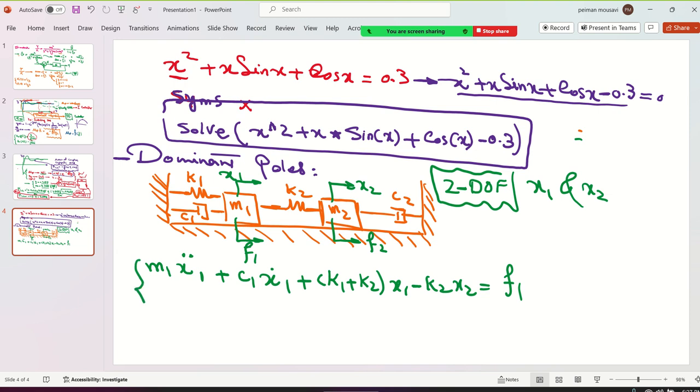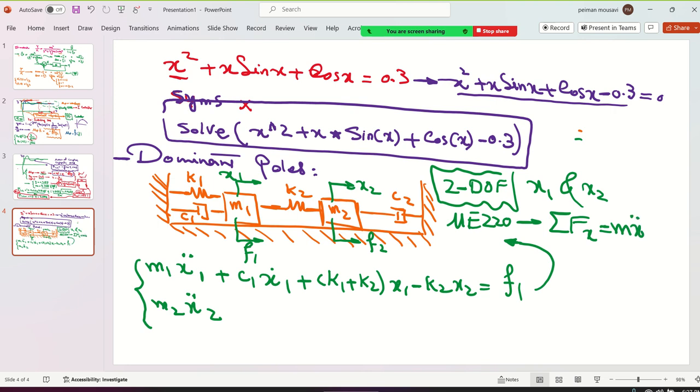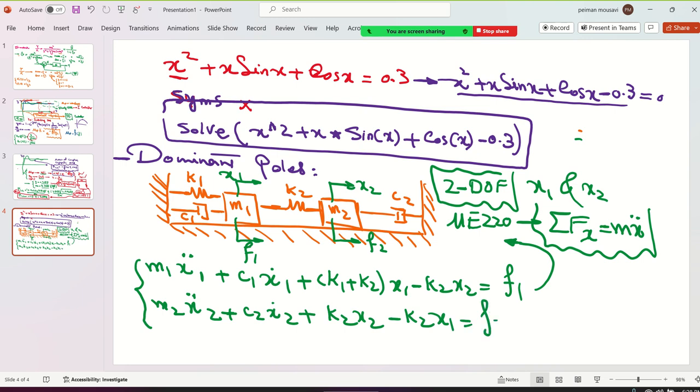I'm going to work on this in the next class. Write it down. M2 X double dot 2. And where is it coming from? From ME220 that you passed at San Diego State, the dynamics course. The sum of the forces in the X direction is m x double dot, Newton's second law. Maybe you have even seen this in high school. Plus C2 X dot 2 plus K2 X2 minus K2 X1 is equal to F2.